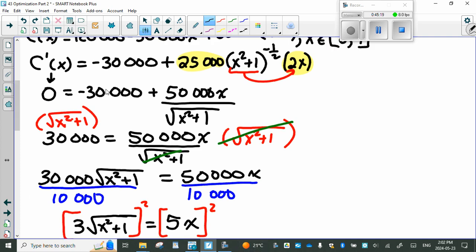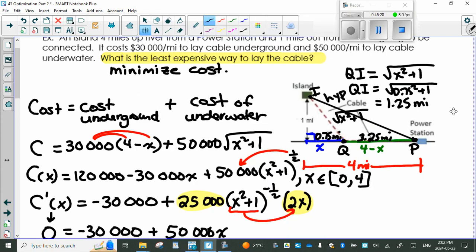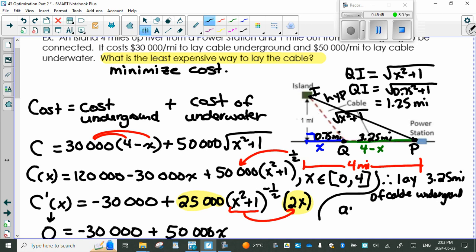I think it was, well, let's refer to the picture. So we want, therefore, to lay 3.25 miles of cable underground and 1.25 miles of cable underwater to minimize the cost.